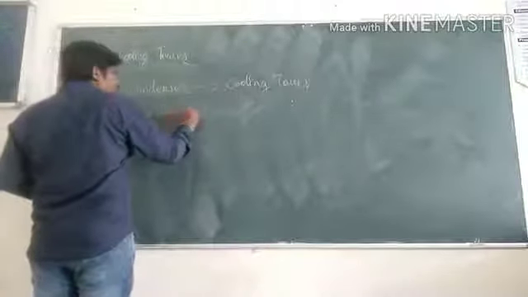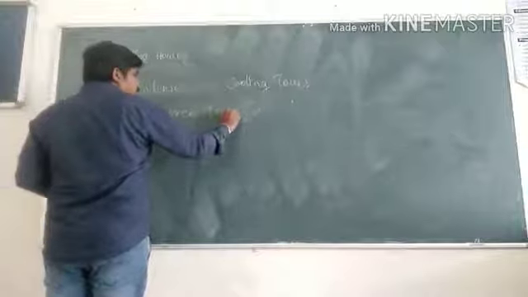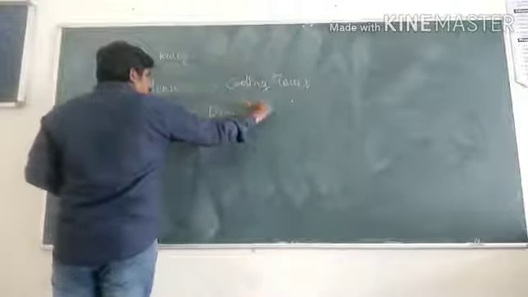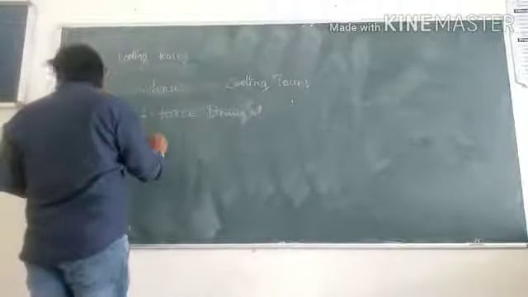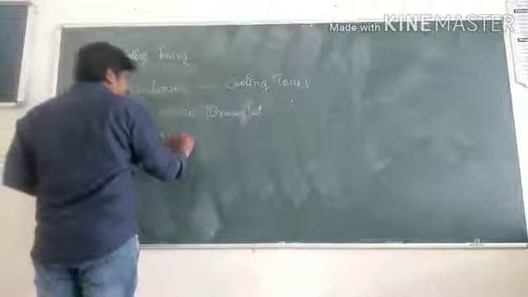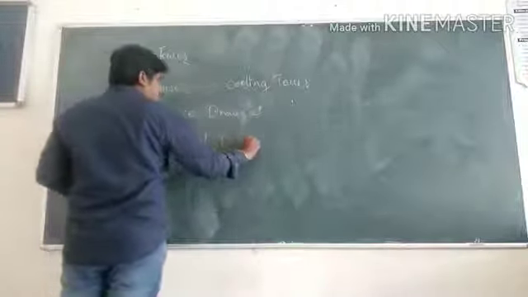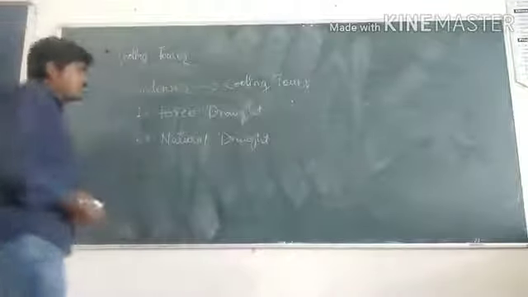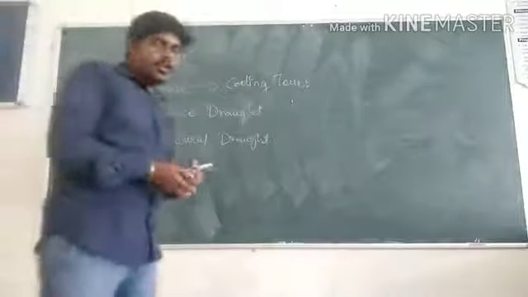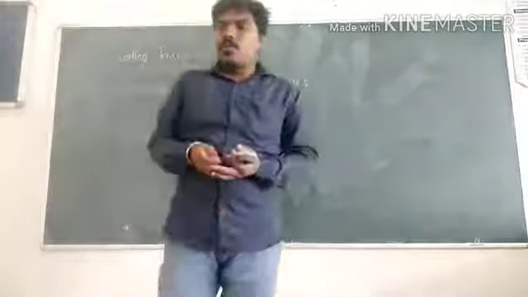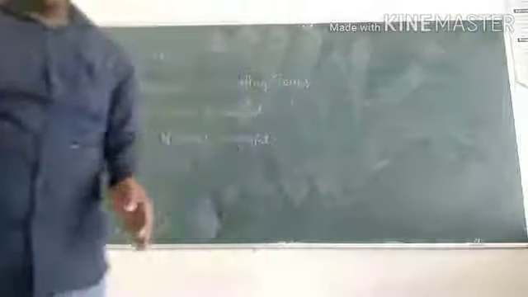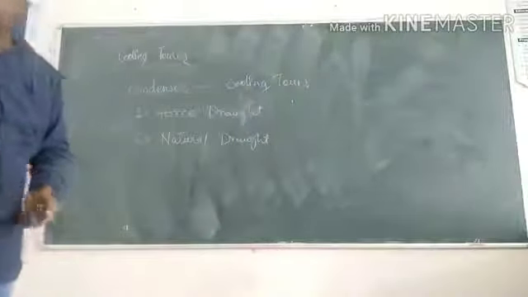forced draught and natural draught. Okay, so these are the two categories of the cooling tower.